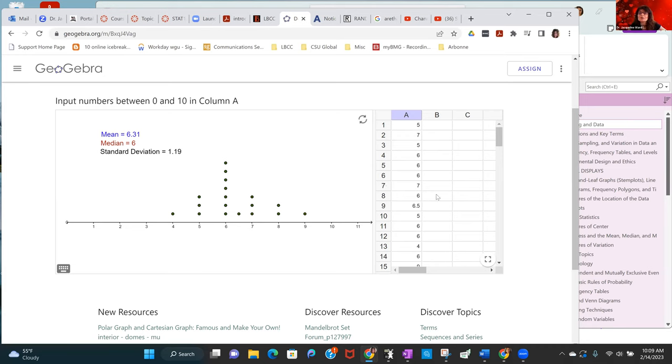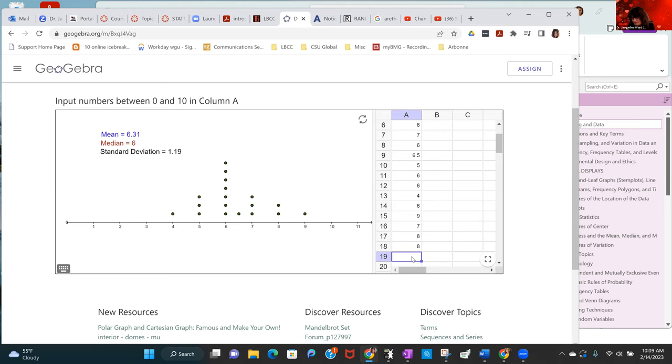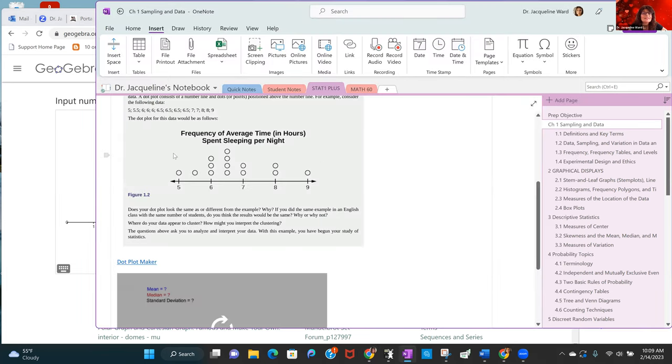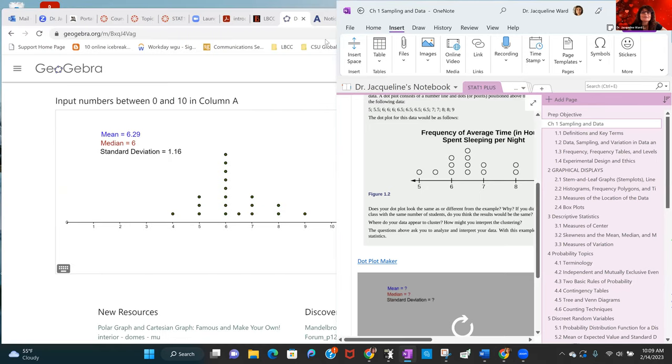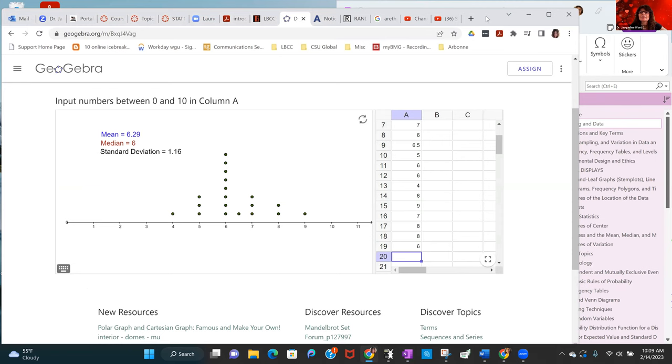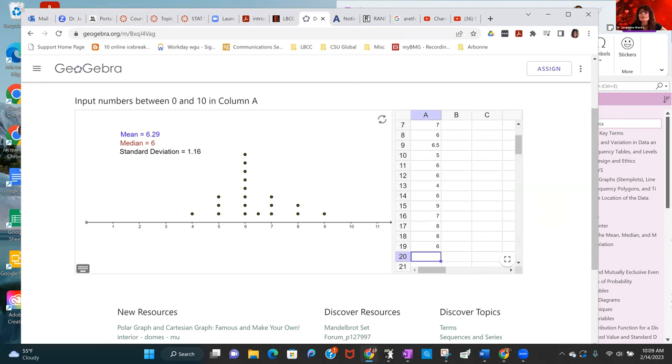Okay, but so already we are doing statistics. And Joseph, thank you. I'm going to put 6 in there. So the question was, how many hours of sleep do you get on average to the nearest half hour? And then this question says, does your dot plot look the same as or different than this one? What do you guys think? Trying to put them kind of side by side. I have way too many windows with them, as usual, or too many windows, period.